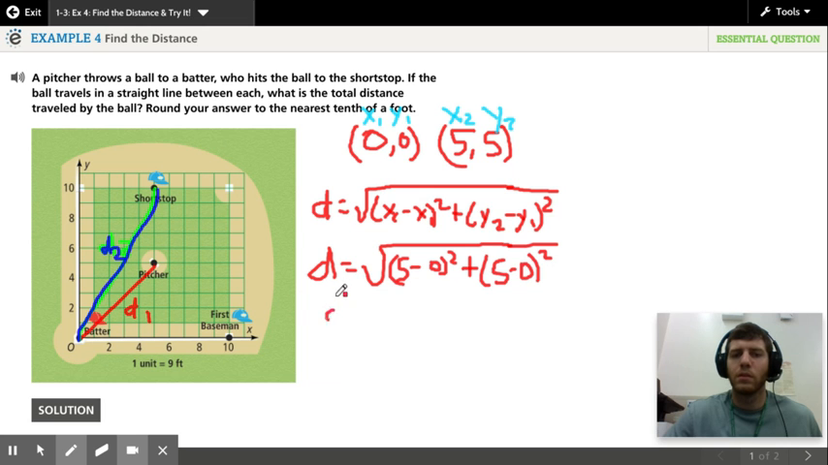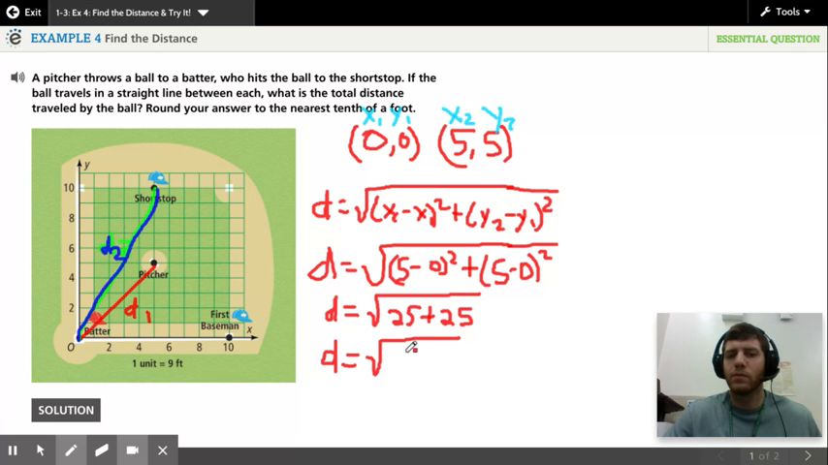So that's going to be 5 minus 0 is 5. 5 squared is going to be 25. 5 minus 0 is 5. 5 squared is going to be 25. And you can see if you did it the other way, 0 minus 5, that's going to be negative 5. Negative 5 squared is going to be a positive 25. So that's why it's not going to matter which way you do it.